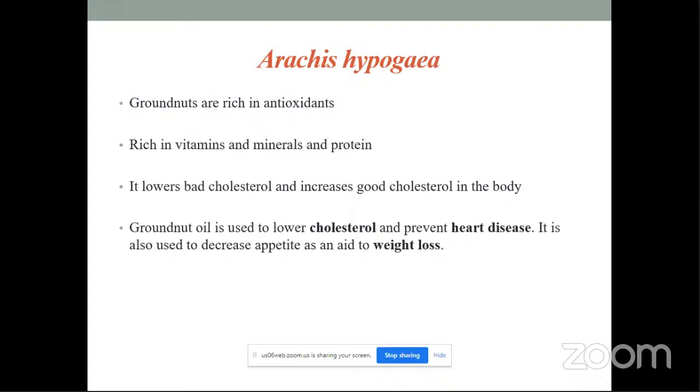Groundnuts are rich in antioxidants. Not only that, they are rich in vitamins, minerals, and protein. In the advertisements, they say that refined oil is good. No, but when you use groundnut, it lowers the bad cholesterol and increases the good cholesterol in the human body. Our ancestors used groundnut oil, so we have to follow groundnut oil. It is used to lower cholesterol and prevent heart disease. This is very, very important.